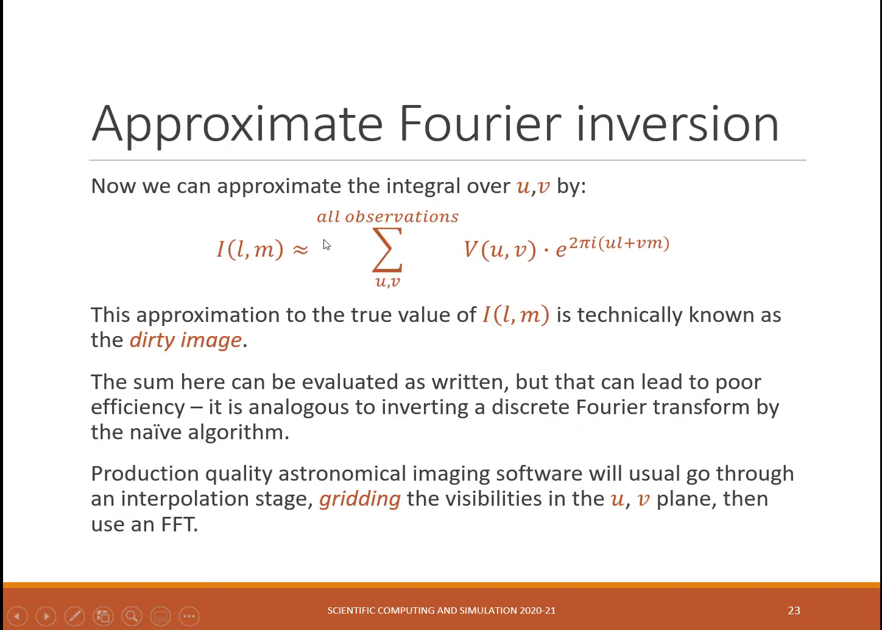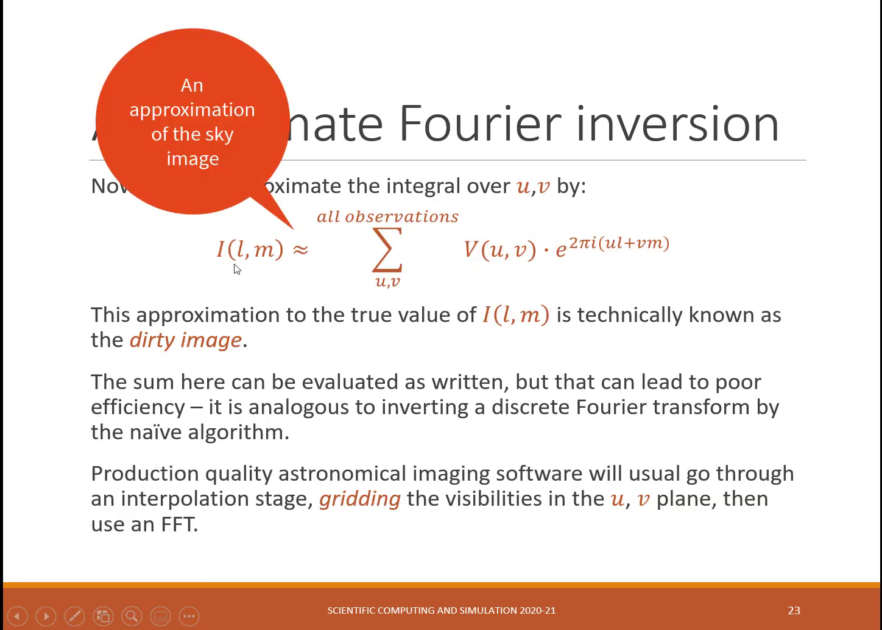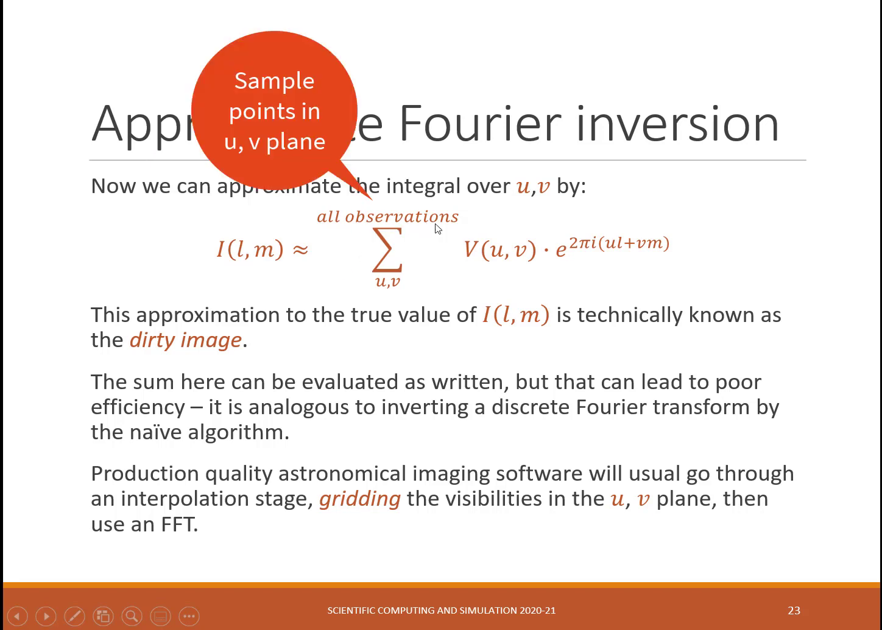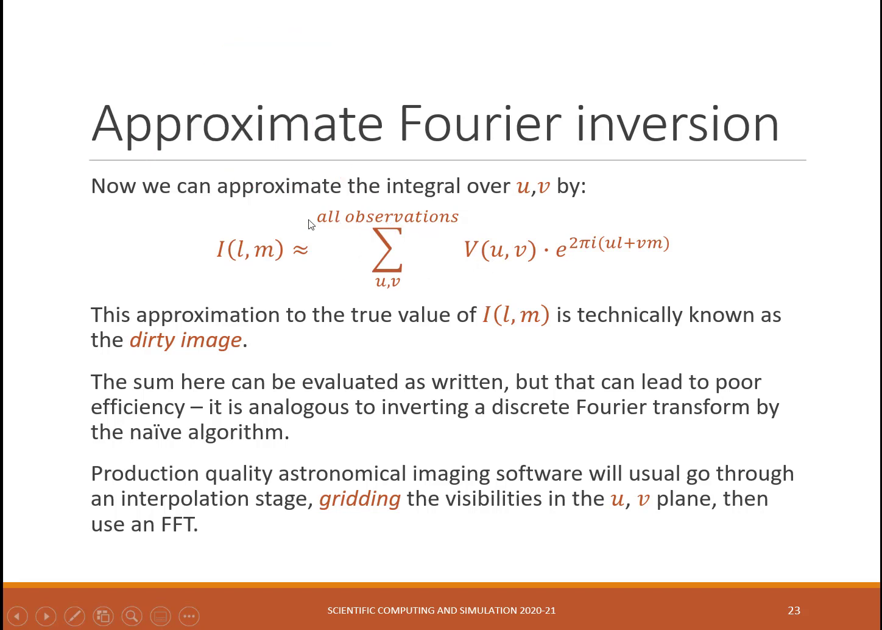Now we can obtain an approximation of the intensity function I as shown here. In this sum, we use sample points in the UV plane. The sky image estimated by this series is technically known as the dirty image. As mentioned earlier, this series Fourier transforms the visibility samples to obtain the dirty image.